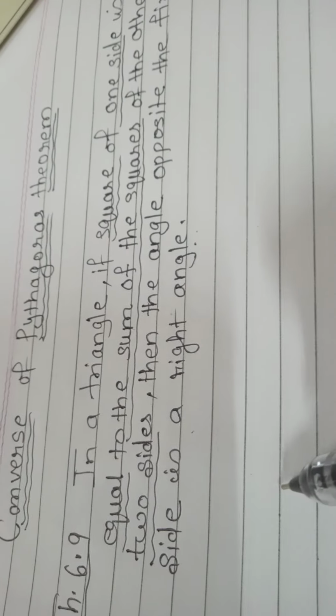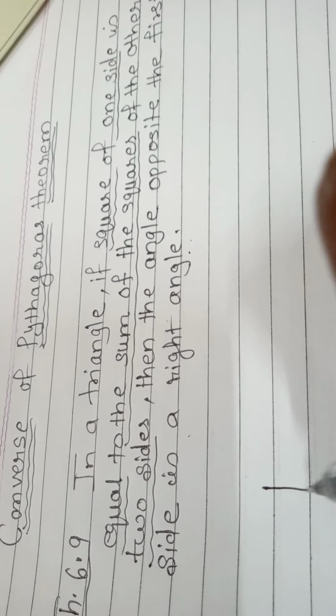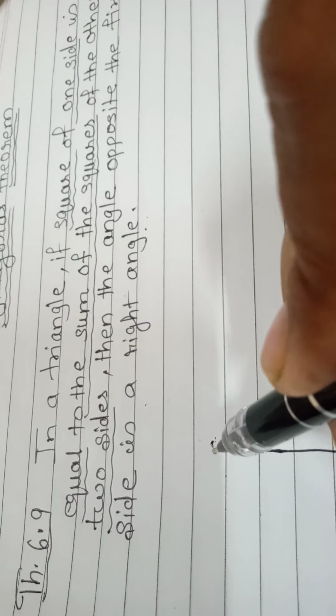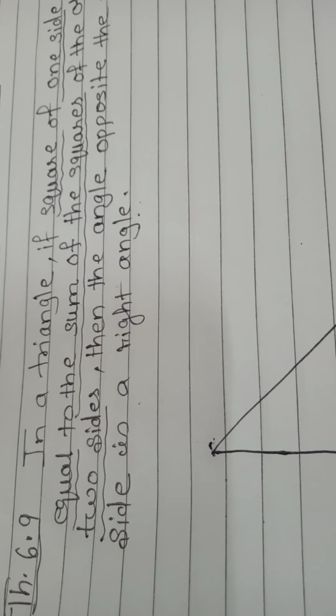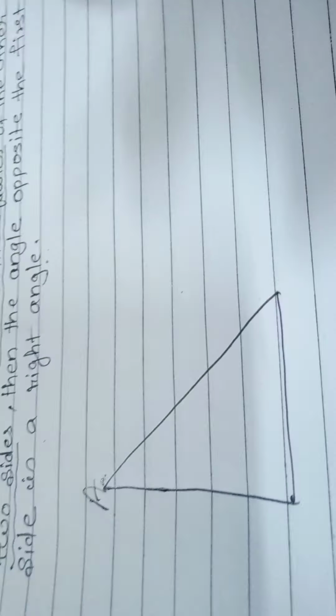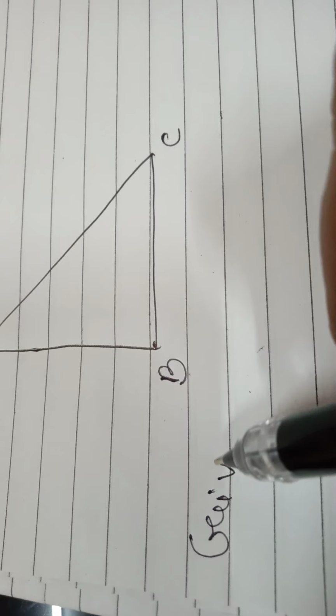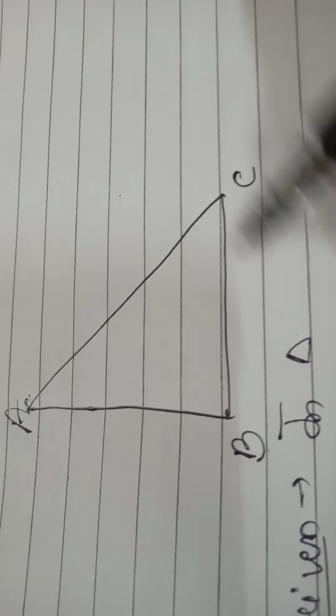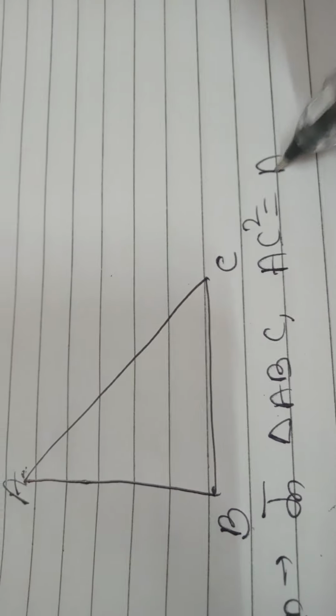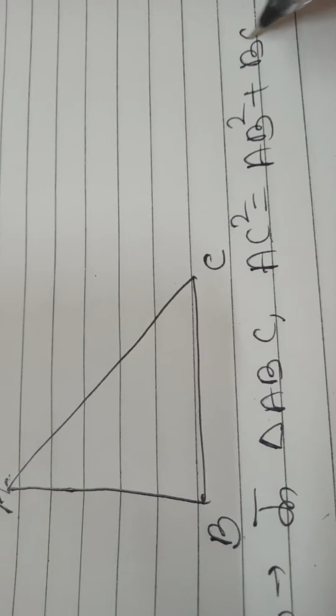Therefore, just draw a triangle. Give it the names A, B, C. Now we will write here: given, in triangle ABC, AC square is equal to AB square plus BC square. This much information is given and you have to prove that this angle B is a right angle.